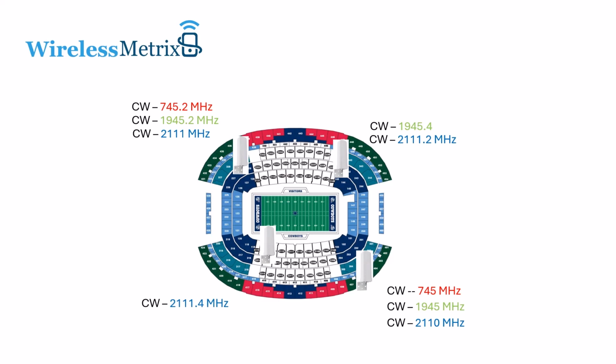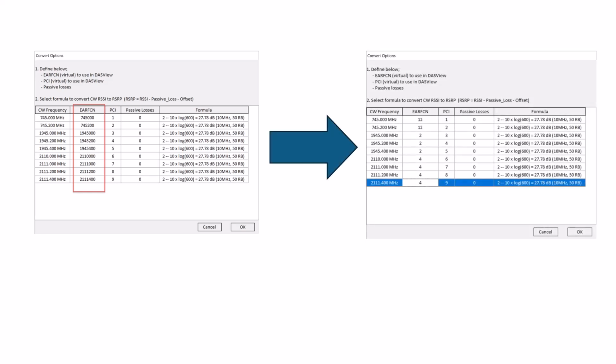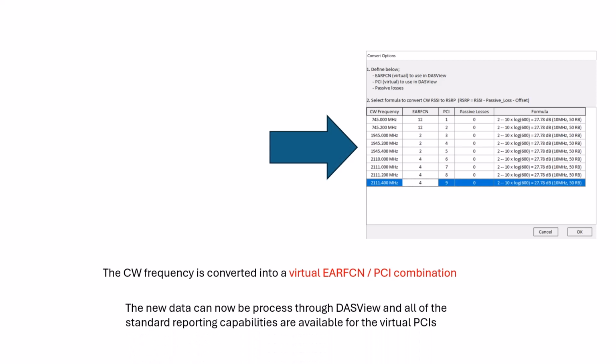The next phase will be to walk test the arena, capturing the signal for all those CW tones. And we'll now be able to take those CW tones and create virtual channel numbers and PCI with an RSRP. So the CW frequencies will be converted into a virtual channel number and a PCI combination. And this new data can now be processed through DASView, and all of the standard reporting capabilities will be available for these virtual PCIs. Let's take a look at how that works.